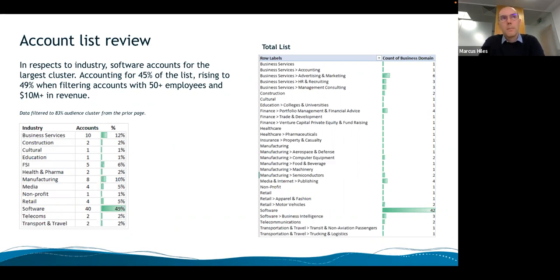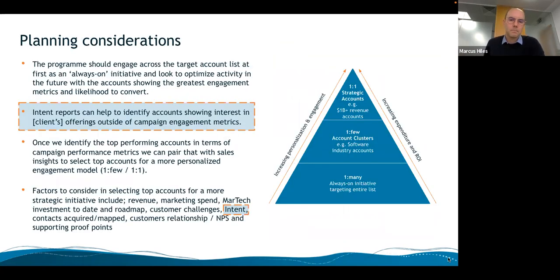So in terms of planning this program, we were looking at doing an always-on activity so that everyone got some air cover. But then, in future, we might want to scale this program to look at specific industries, and this type of data really helps to inform that essentially. And then you can see how this starts to come together really.